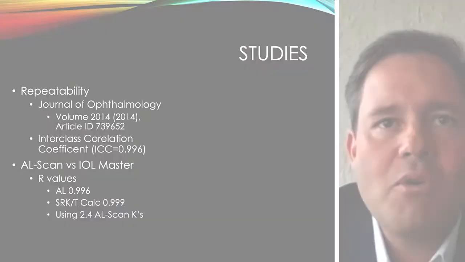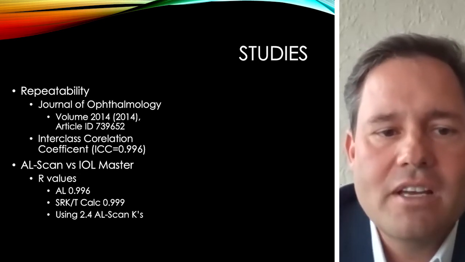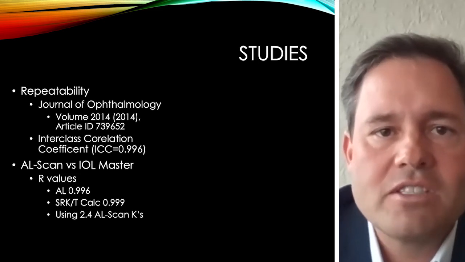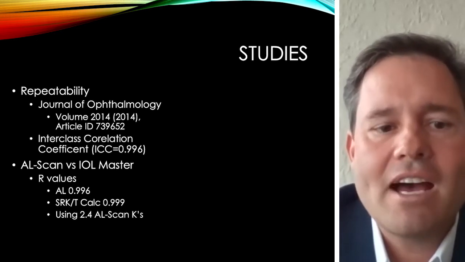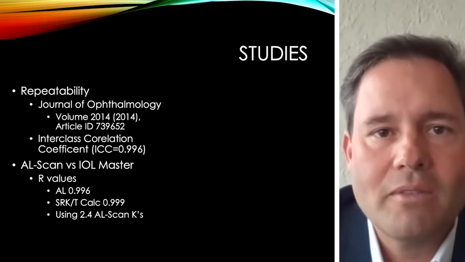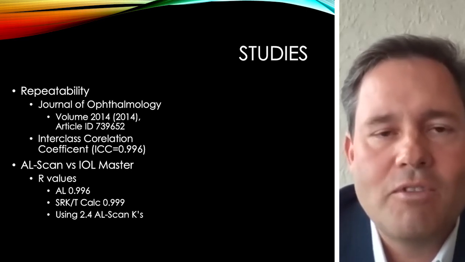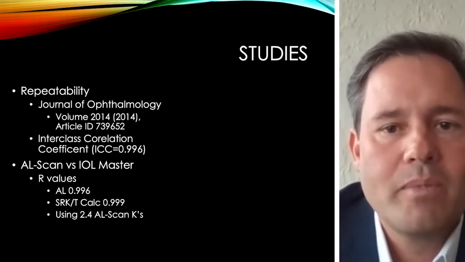And so what we've looked at in several studies was how well do these axial lengths correlate? And in the Journal of Ophthalmology, they did a very nice study on the AL-Scan versus the IOL Master. And what they found was that the axial length measurements correlated statistically to be similar. So we know that we're getting very accurate and reproducible axial length measurements. The question is, what about the keratometry?